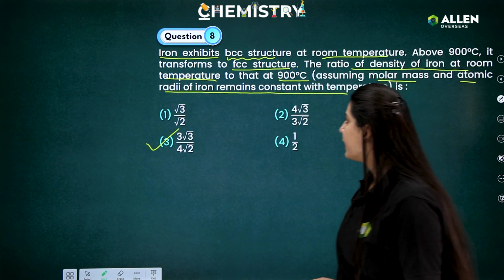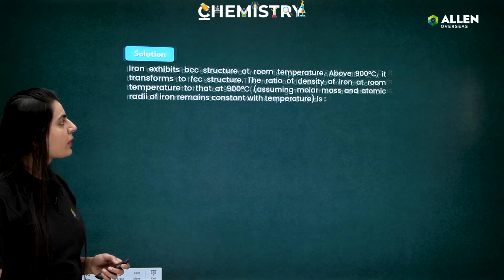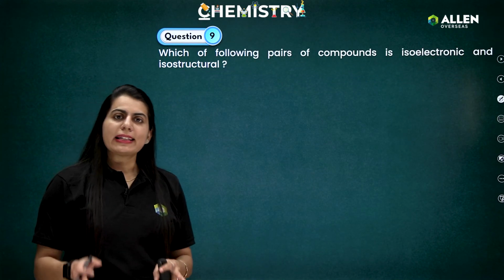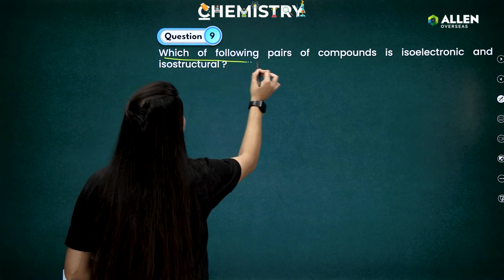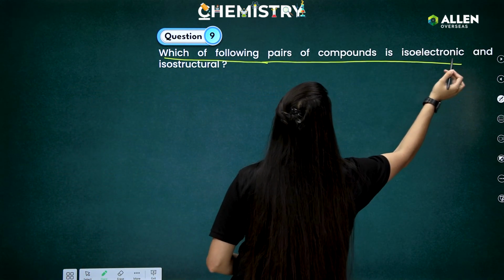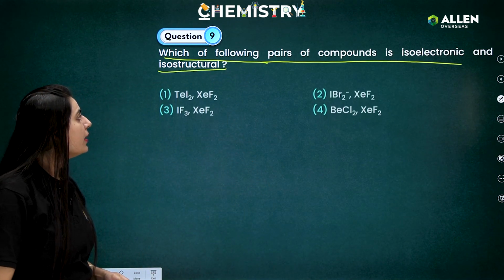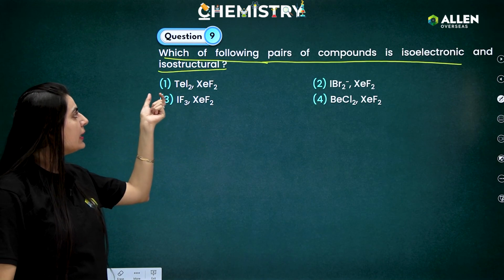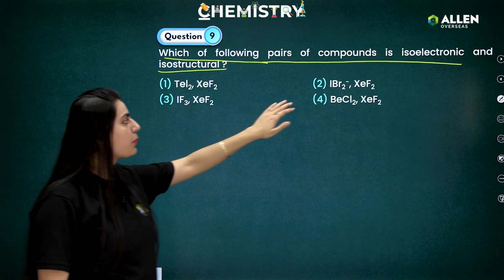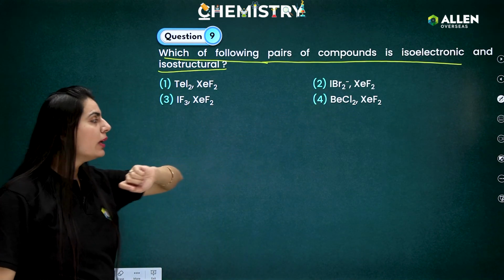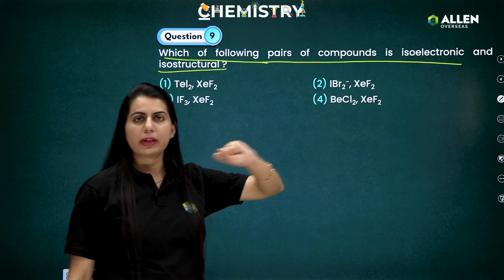Okay, moving ahead, let's talk about our next question. Students, let's talk about question number 9. This particular question says: which of the following pairs of compounds is isoelectronic and isostructural? We are provided with options like TeI2 and XeF2 in option 1. Here we are provided with IBr2 minus and XeF2. Here we are provided with IF3 and XeF2, and here we are provided with BCl2 and XeF2.